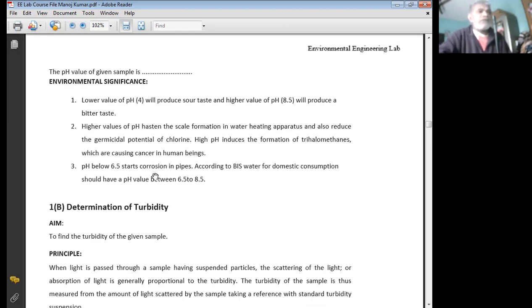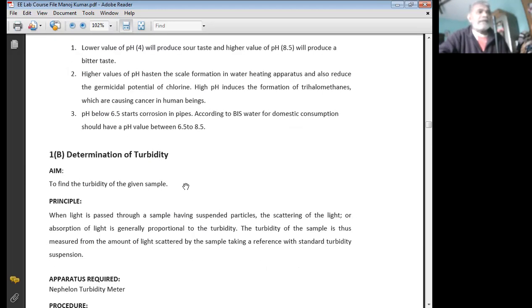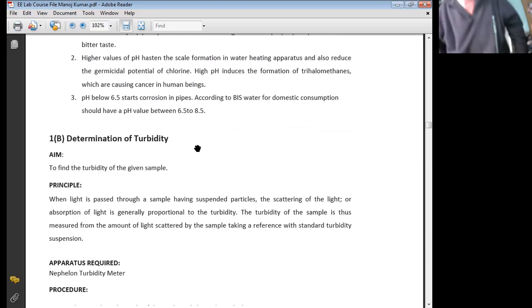A pH below 6.5 starts corrosion in pipes. According to BIS, water for domestic consumption should have a pH value between 6.5 and 8.5.